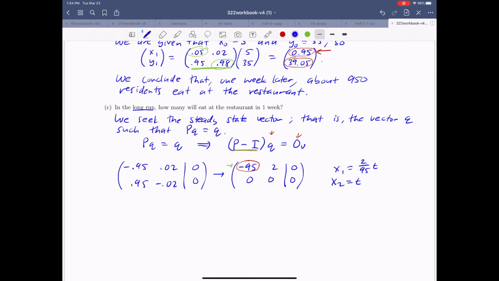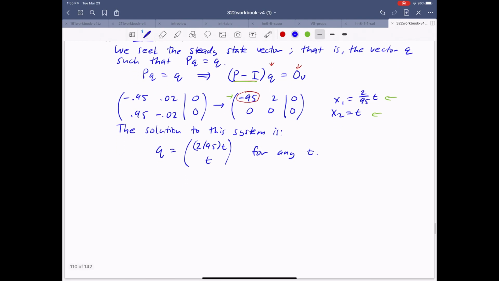All right, so the solution to this system then is, let's write it down. Q equals, and let's see, in the first position we've got our 2/95 t, and in the second position we've just got a t. Interestingly, this is going to be a solution for any t because t is a free variable.